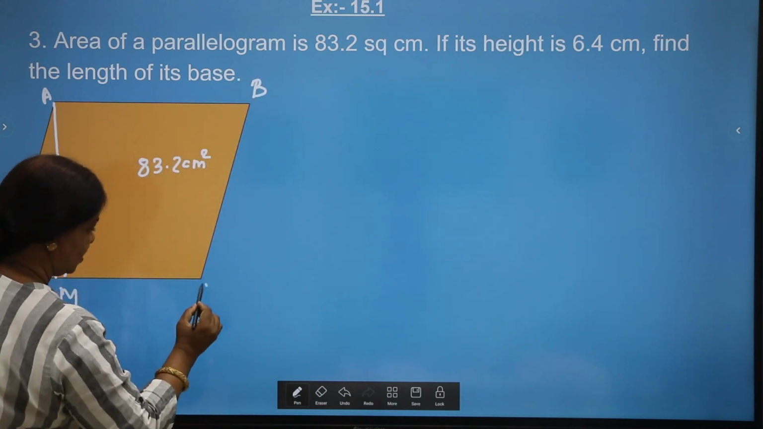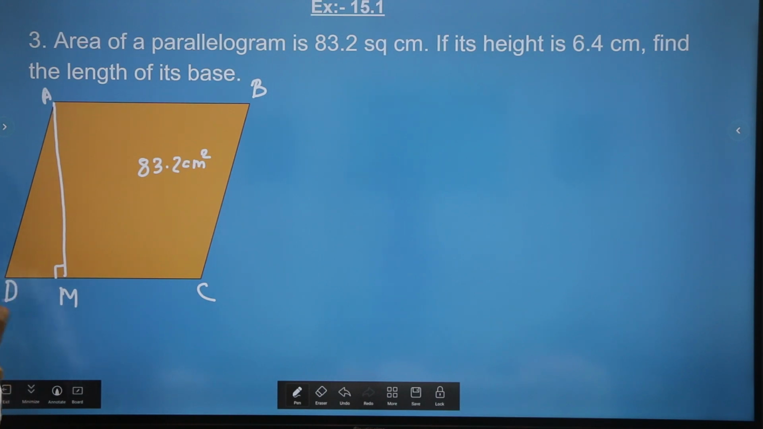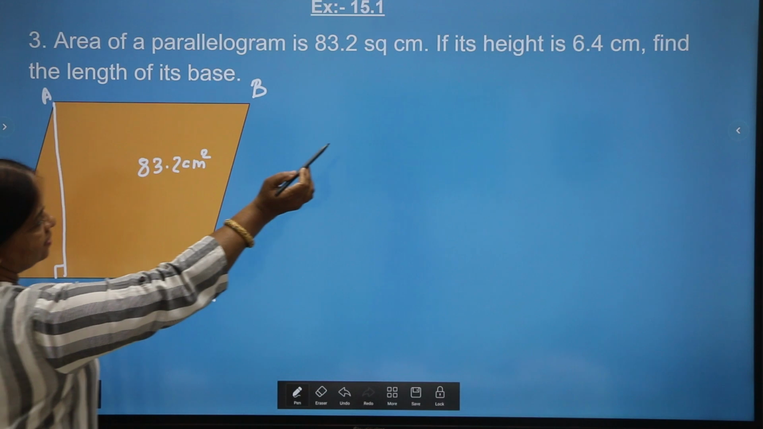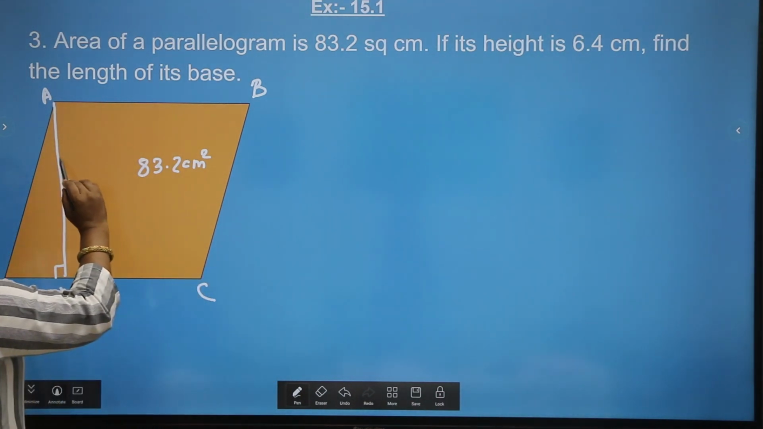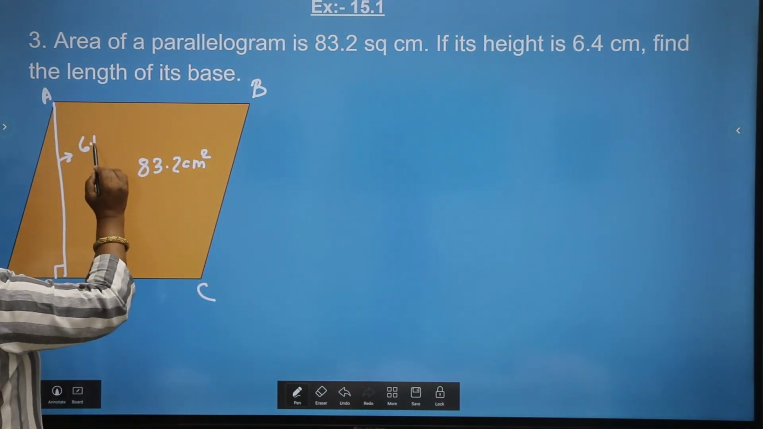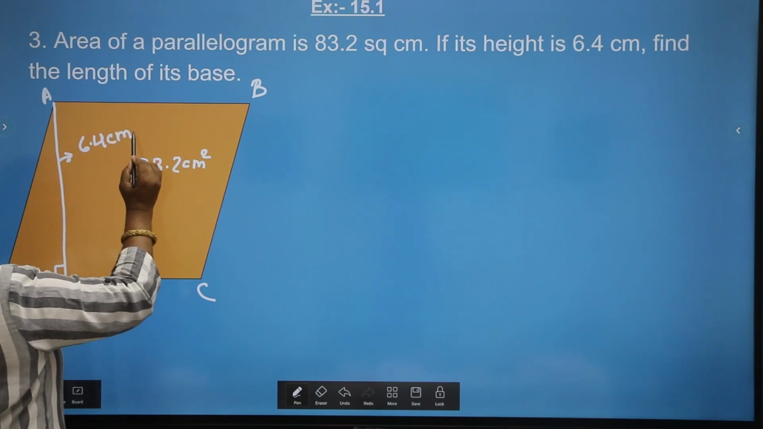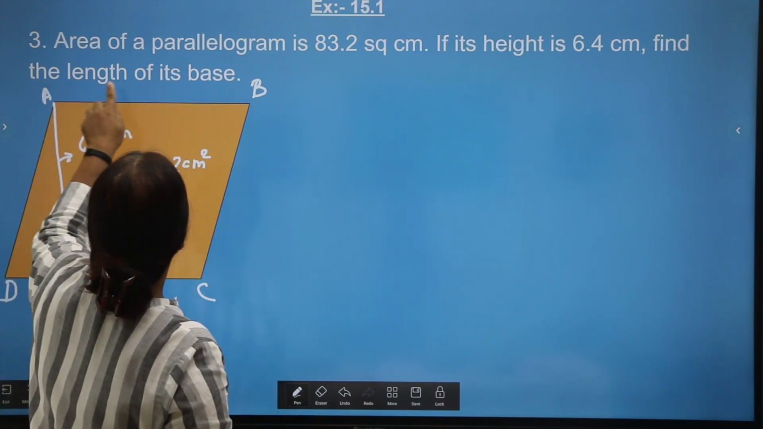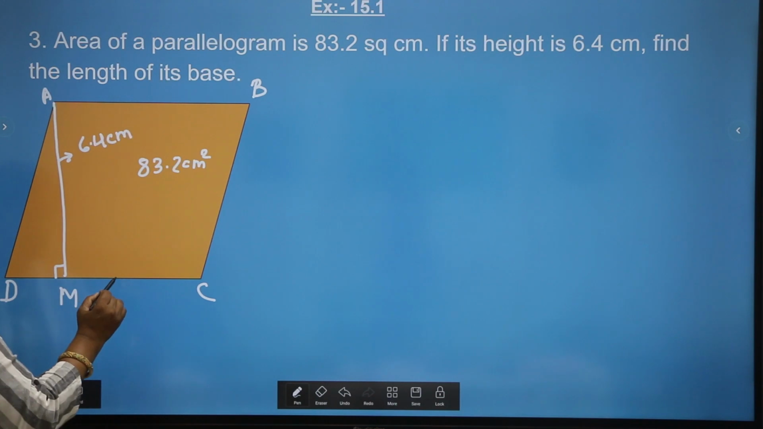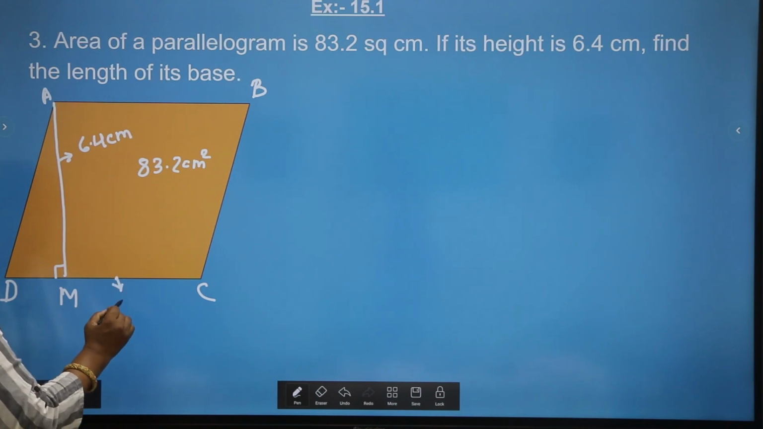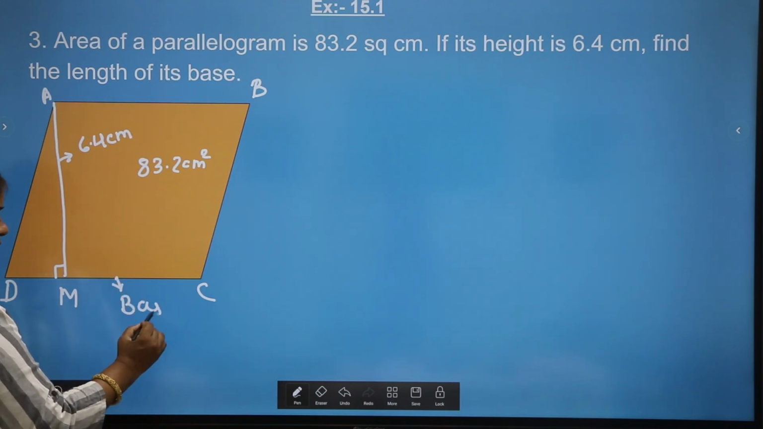B, C and D are the vertices of the parallelogram. Now, height is 6.4. That means this is the height, which is 6.4 centimeter. We need to find the length of its base. This is the base, children, and we need to find out the base.